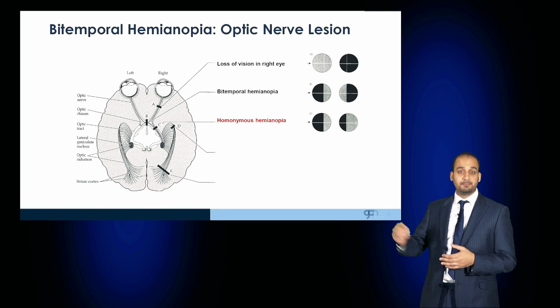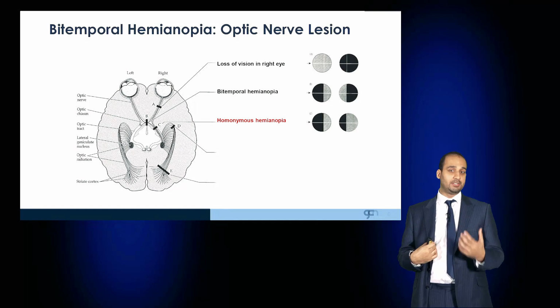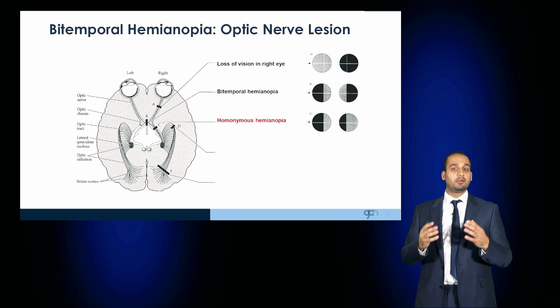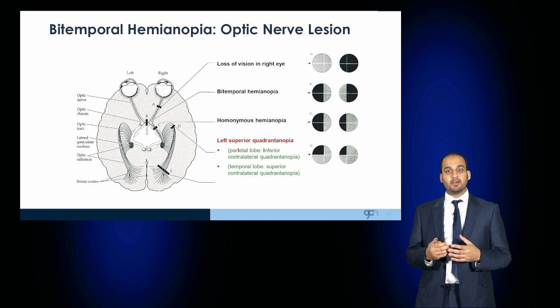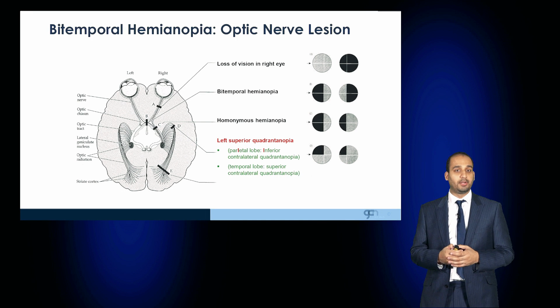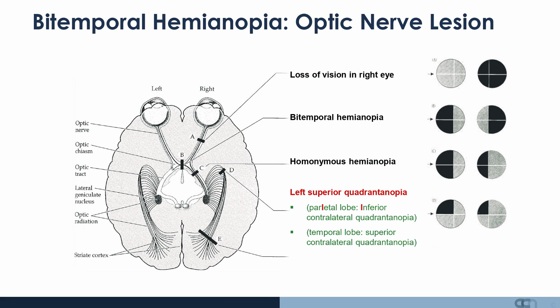Beyond the optic chiasm, shown as point C, at the optic tract, if a patient has a lesion here, you would expect a contralateral homonymous hemianopia. Beyond this, at the optic radiation or point D, a patient develops contralateral superior quadrantanopia. Now bear in mind that with parietal lobe lesions, you would expect an inferior contralateral quadrantanopia, and with temporal lobe lesions, you would expect a superior contralateral quadrantanopia.